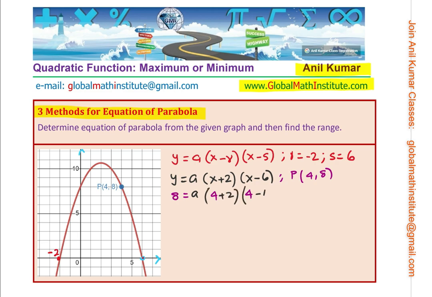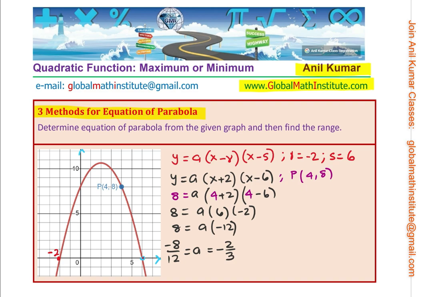That's the whole idea. Now we can calculate the value of a. That is the only unknown. So a times 4 plus 2, which is 6, and then 4 minus 6 is minus 2. So we get 8 equals a times negative 12, or negative 8 by 12 is the value of a. You can simplify this by dividing by 4, and you get minus 2 over 3.